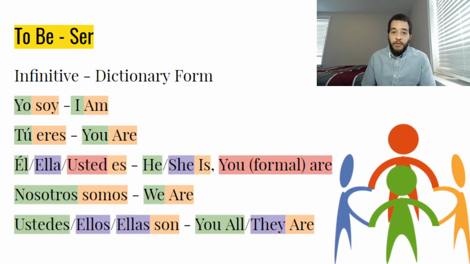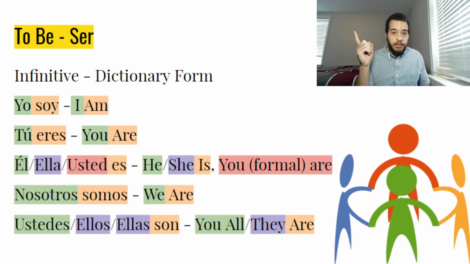Now, we have our first verb in Spanish, and that is the verb to be, which is pronounced ser. So if you are unfamiliar with verbs in Spanish, we have a different form of the verb for each person that we talk about. It's not too different from English, where to be is I am, you are, he, she, it is, we are, they are. So we have a couple different forms in English. In Spanish, you'll see what these different forms are here.